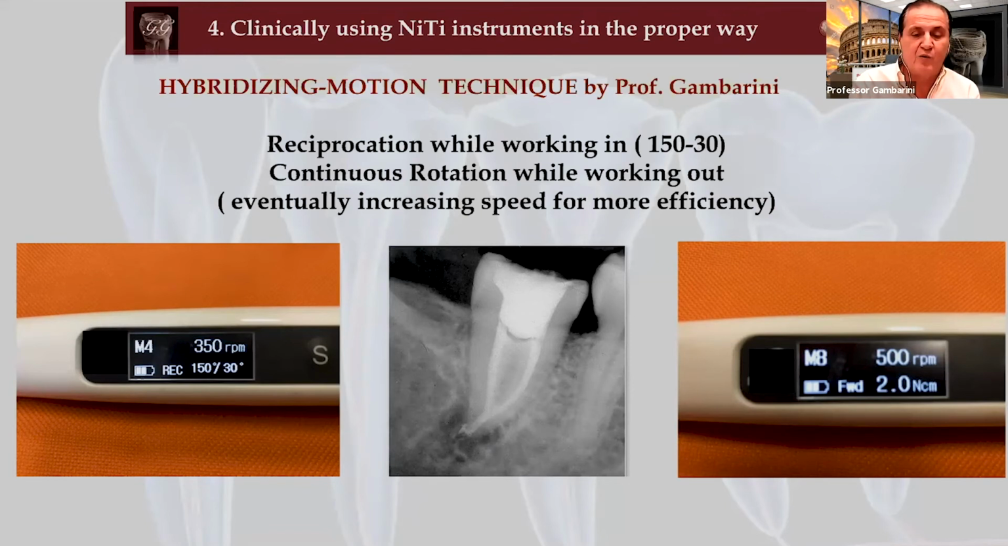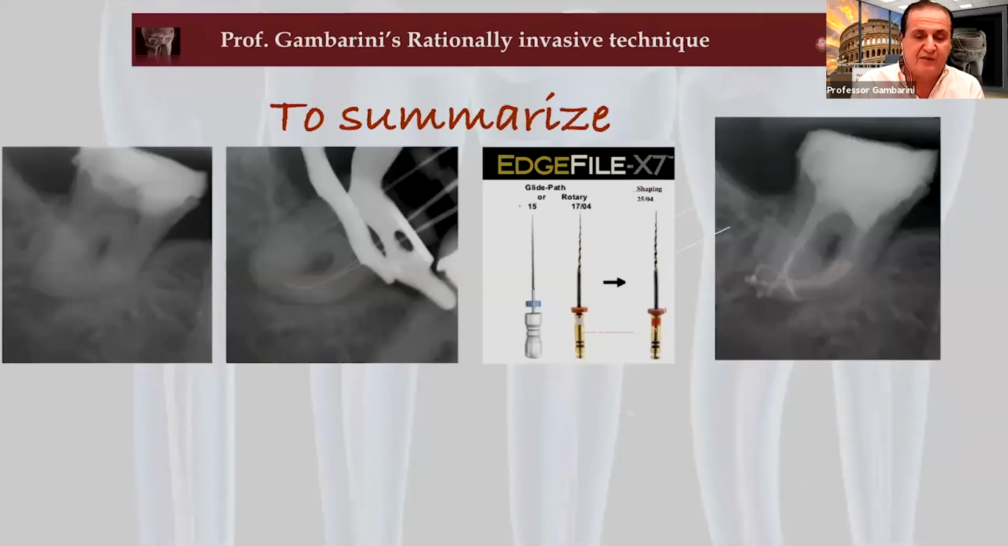And then when you're working out, you can use continuous rotation, because in this case, when you're working out, you're cutting more, and you need to have a more efficient technique. And you also need to have a technique that removes the debris better, since you are making more debris. So this hybridizing of motion with technique, I also like a lot with this X7, and it works fine as an alternative for the continuous rotation.